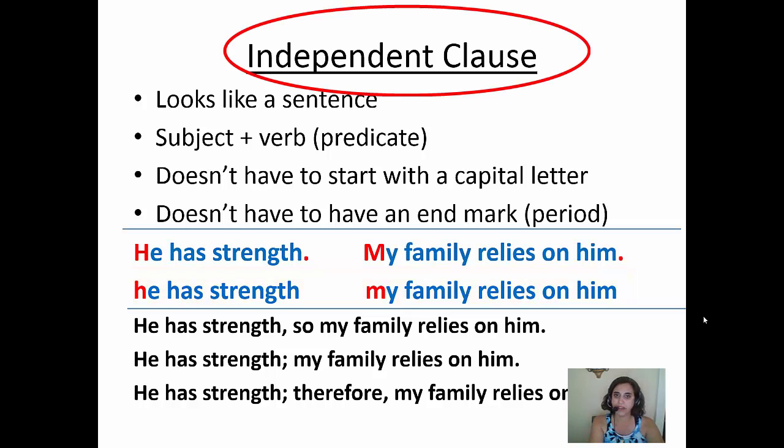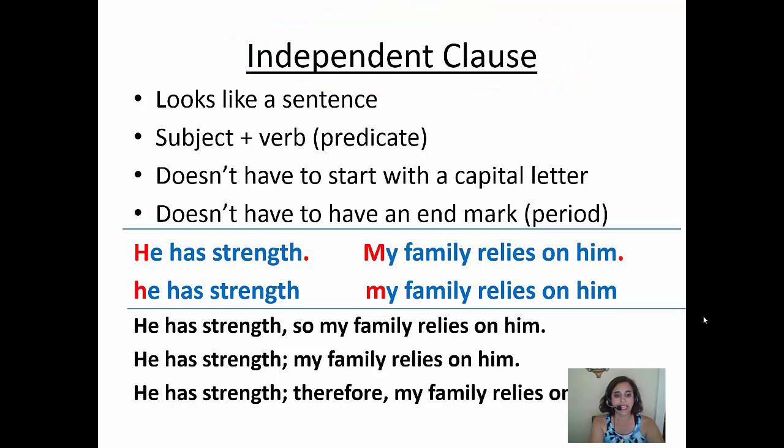So when would I use an independent clause instead of a sentence? Let's look at these examples. He has strength, so my family relies on him. In this case, because it's the second part of the sentence, the M would be changed to lowercase. It's an independent clause.